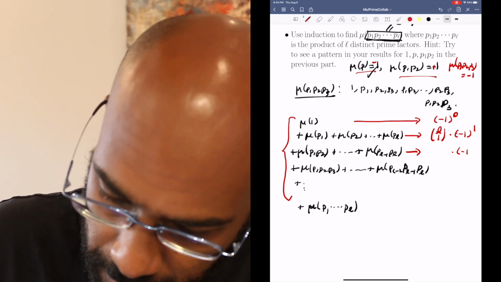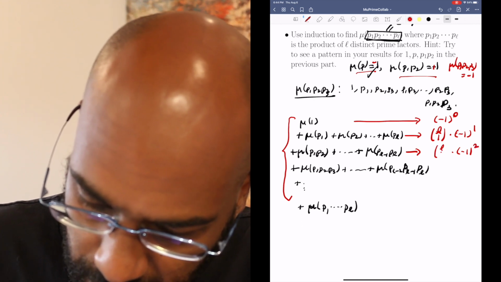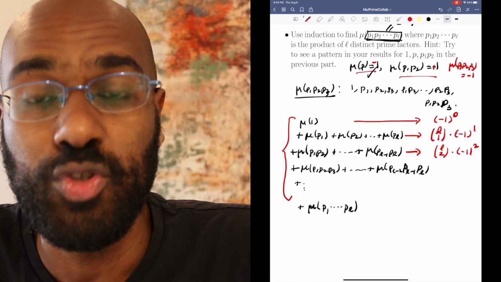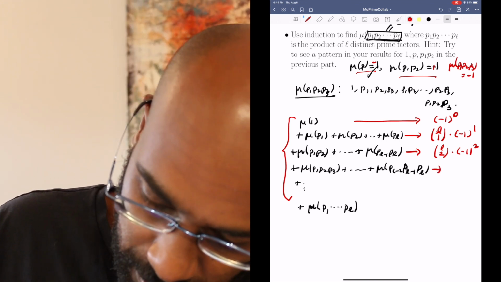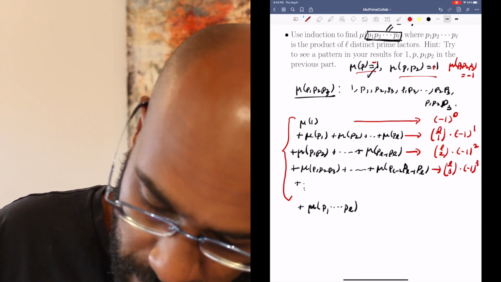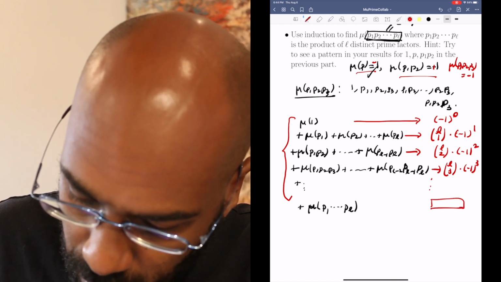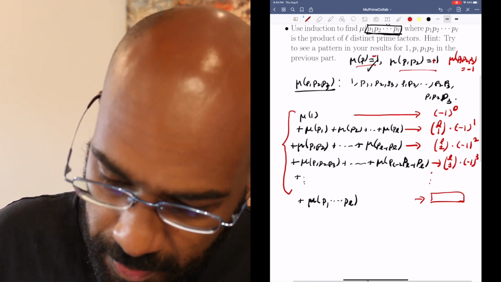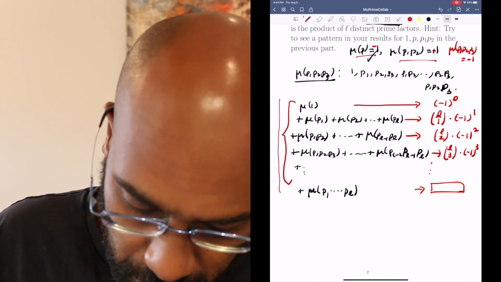So let's do that. Here we'll have an L choose 2, because there are exactly L choose 2 ways of selecting a pair of primes. Then we'll have L choose 3 times -1 to the 3, etc. And then this unknown quantity that we don't know yet. And we know that the sum of all of these things is 0.